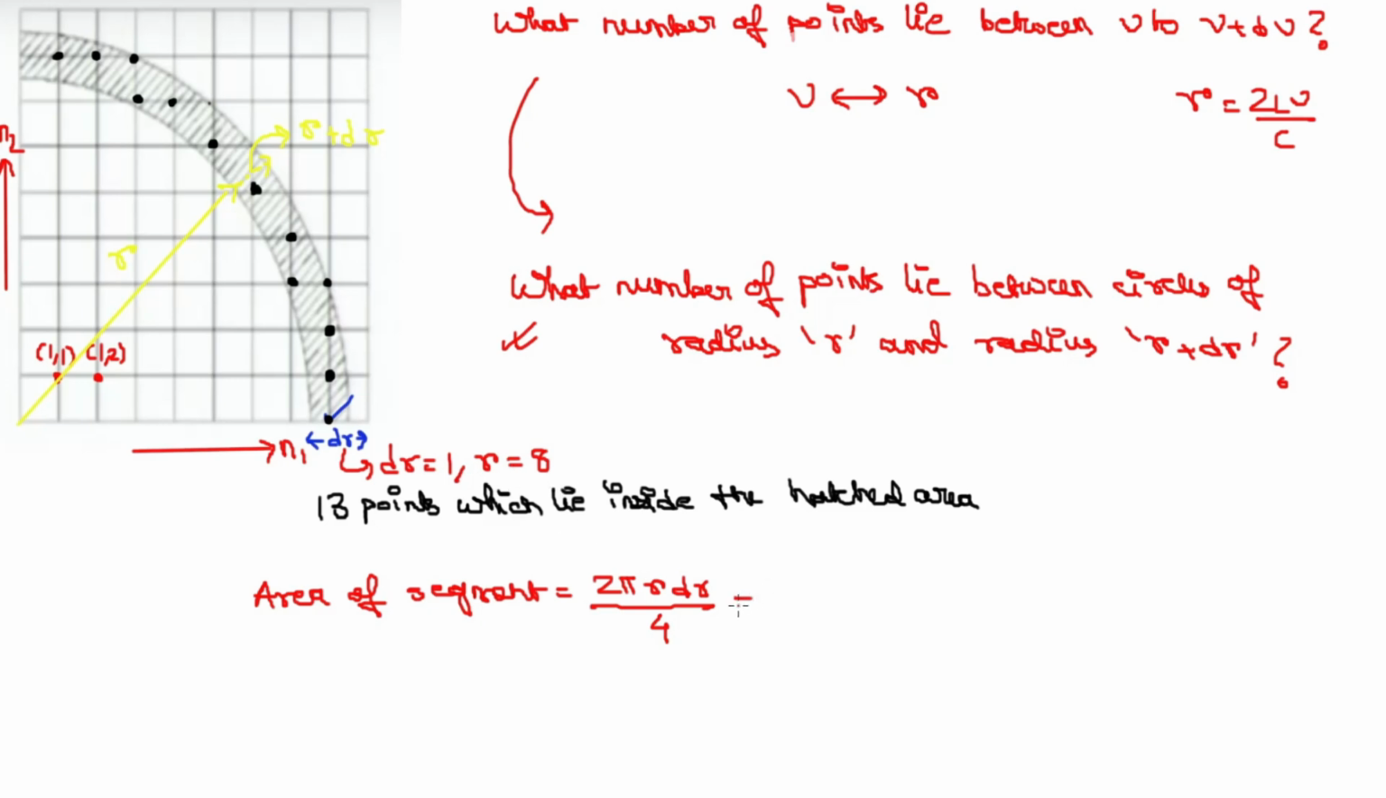So I am putting the values here. So 2 pi into 8 into 1 divided by 4. If you carry out this calculation, you will get something like 12.6. Can you see the uncanny resemblance between 13 and 12.6? 12.6 is almost equal to 13. Now wait a second. So the area of the segment is numerically equal to the number of points in the hatched area? Is it true?